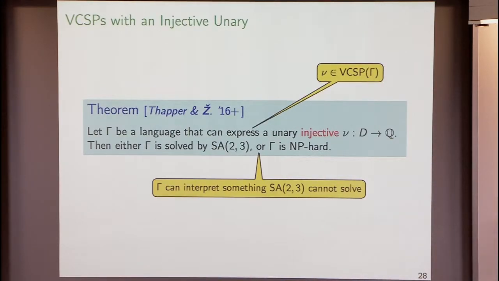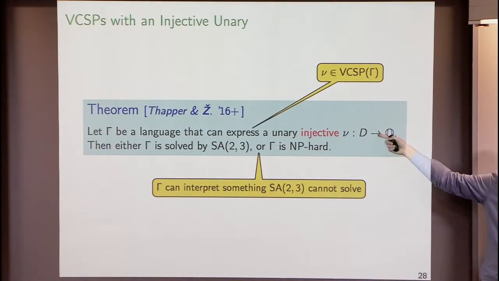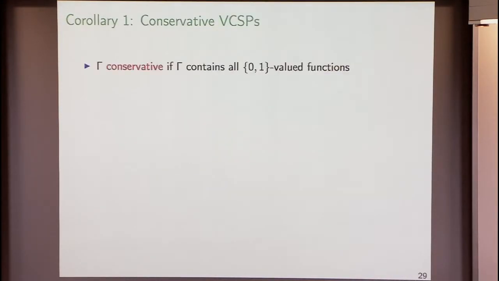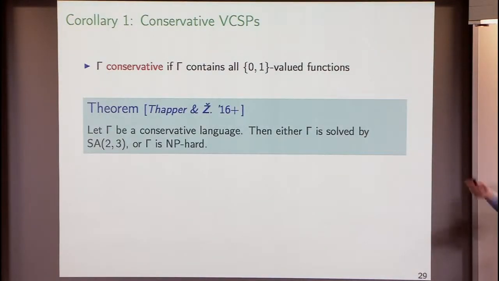Well, this seems like a slightly odd class. It's a language where you say, well, it's a language over which you can express these things. Are there any interesting cases? It turns out we know of 2. The first one was mentioned before, in at least 3 talks, and this is the conservative VCSP. A language Gamma is called conservative if it contains all 0-1 valued functions. In particular, it contains an injective unary function. You can build it. And hence you get a dichotomy for this.